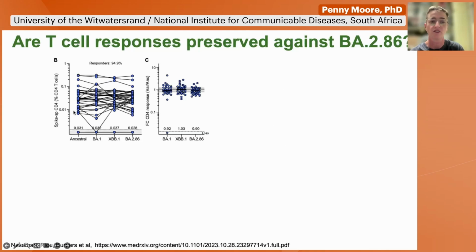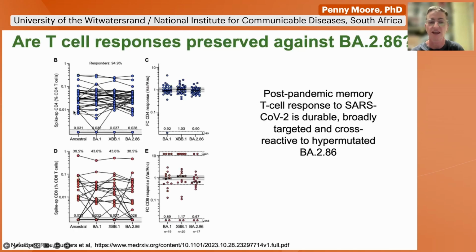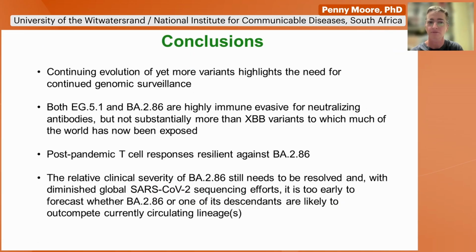That's CD4 cells. If we ask the same question in CD8 cells, you see a little bit more variation, a bit more movement up and down. But for the most part, even against BA.2.86 with its 60 mutations, you can see that the T cells do a pretty good job. So what we would call, and what Wendy does call, post-pandemic memory, T cell responses to SARS-CoV-2 are durable and broadly targeted and cross-reactive even to BA.2.86. And I think that continues to be good news. And that's where I'll end.